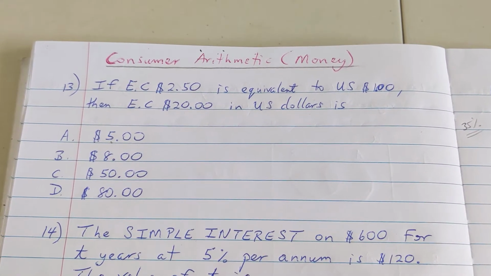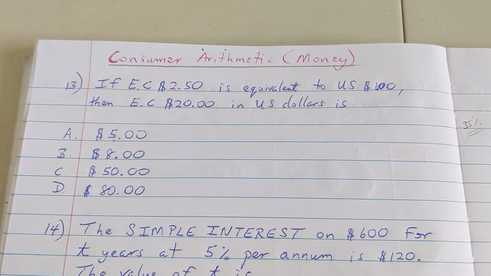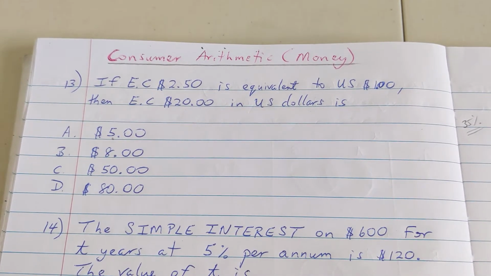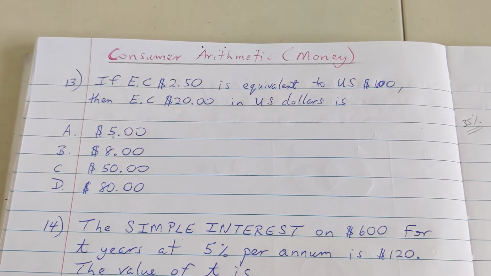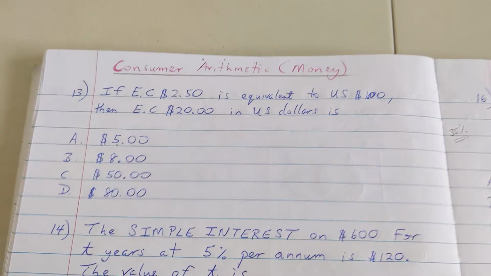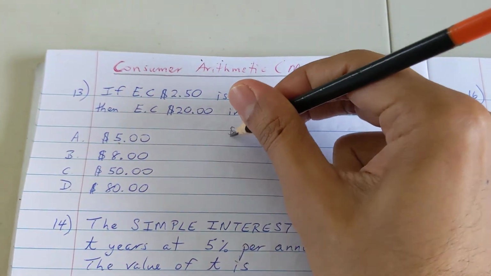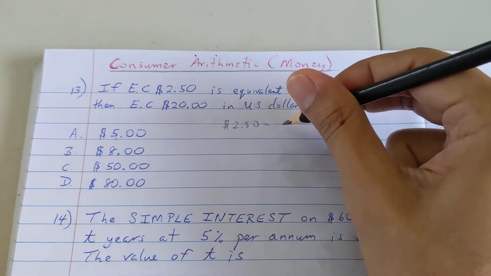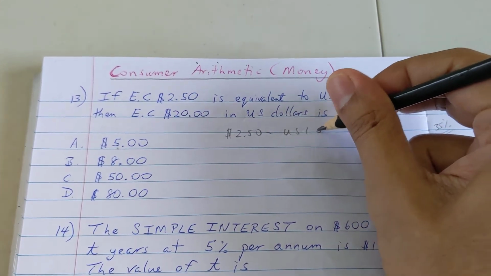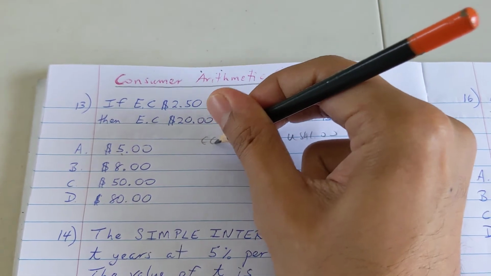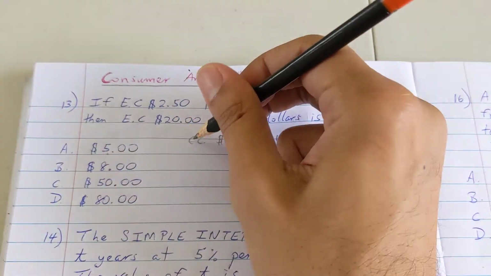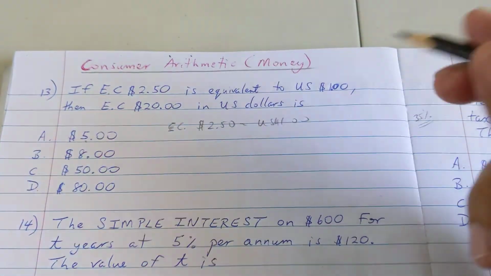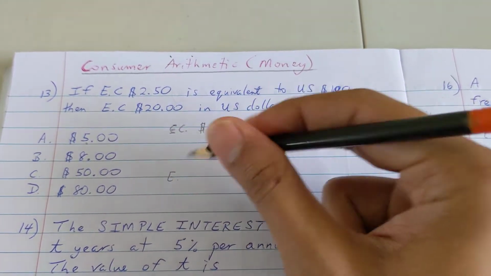So I have $2.50 Eastern Caribbean currency is equivalent to $1 US, and I want to know how much 20 Eastern Caribbean dollars is going to be in US dollars. So write down what you have. I'm just rewriting it. 2.50 is US $1, and I want 20 Eastern Caribbean dollars.